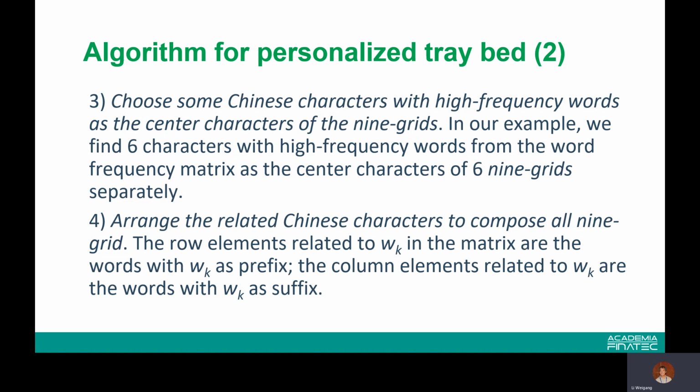Three, choose some Chinese characters with high frequency words as the center character of the language. In our example, we find 6 characters with high frequency words from the word frequency matrix as the center characters of 6 languages separately. 4. Arrange the related Chinese characters to compose all languages. The row elements related to WK in the matrix are the words with WK as a prefix. The column elements related to WK are the words with WK as suffix.